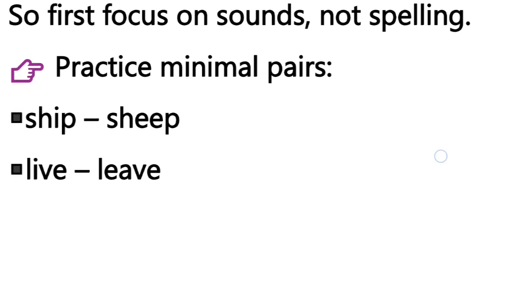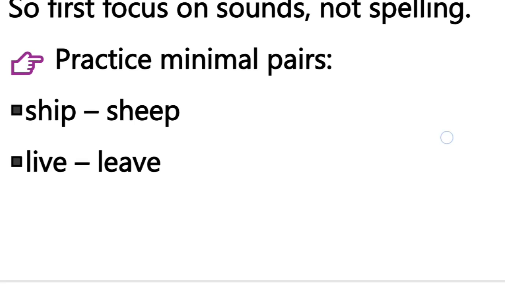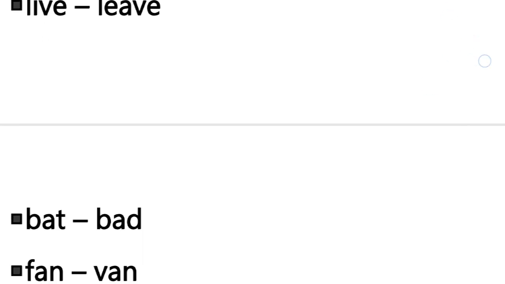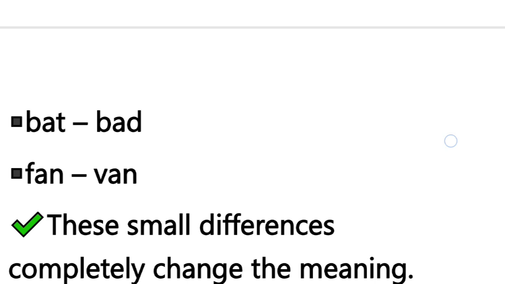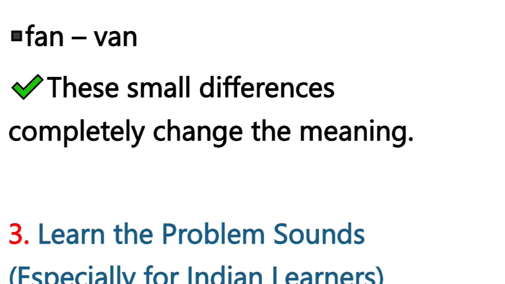Practice minimal pairs. For example, ship and sheep, live and leave. Practice these all together. Bat and bet, fan and van. These small differences completely change the meaning sometimes, so we need to focus on them always when we're practicing.